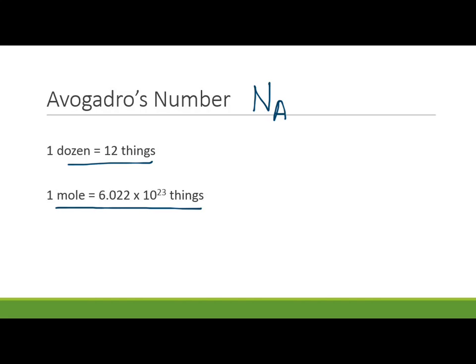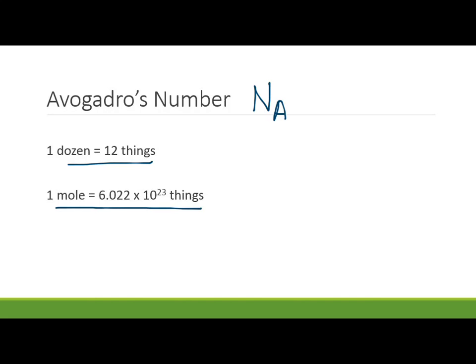Now, I could have a mole of oxygen atoms, which would be 6.022 times 10 to the 23rd oxygen atoms. I could have a mole of, I don't know, a mole of spiders. I could have a mole of desk lamps. It doesn't matter. It's a number. It's like saying a dozen.